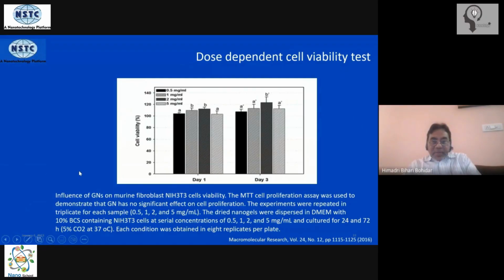And you see in day one, as a dose-dependent situation, the cell viability is almost 100%, it has not changed much in day one. And day three also, the results are more or less acceptable. The same region, it's not changed much. So after multiple repetitions of these experiments, we see that the cell viability of this particular fibroblast cell is highly acceptable under the experimental condition.